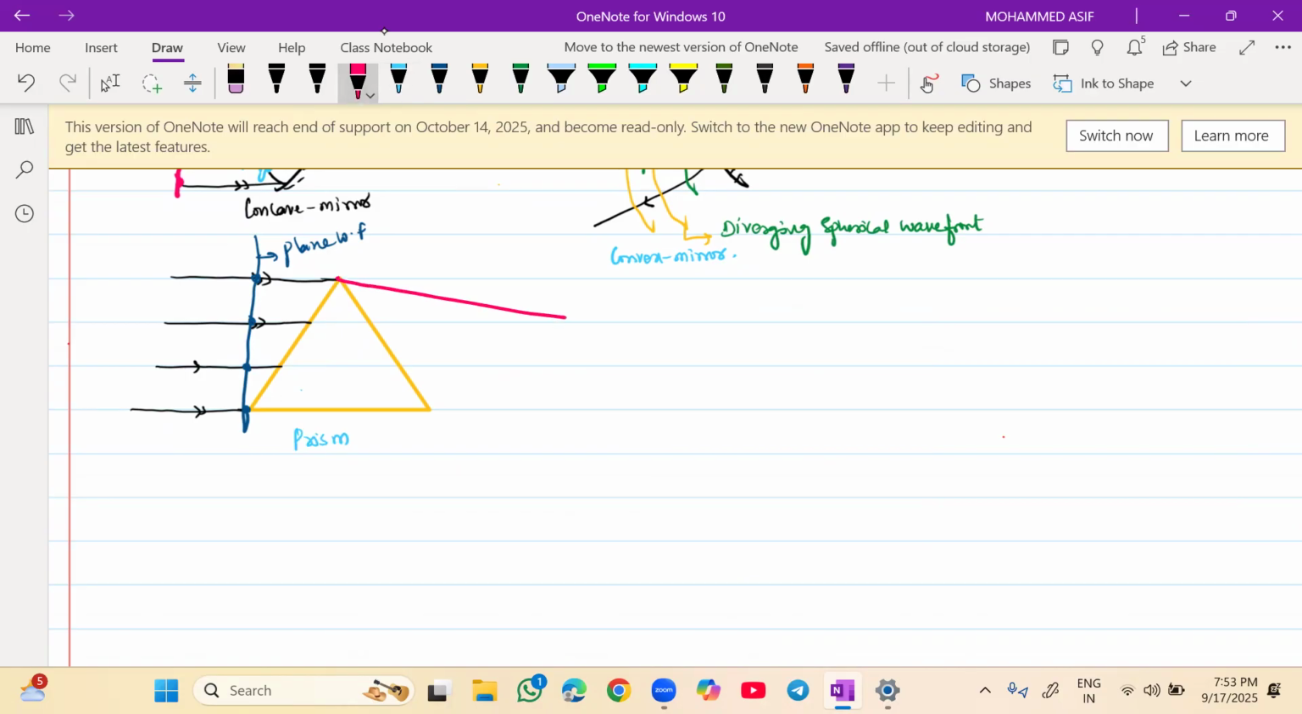Now see here, this ray will pass through and come like this, this one will also come like this. So if I attach all the points in the same state of vibration and draw a line, see, we are getting it slightly bent. So we will be getting a slanted plane wavefront. When a plane wavefront is incident on a prism, the output wavefront is a slanted plane wavefront. Am I clear with this? Any doubt to anyone?